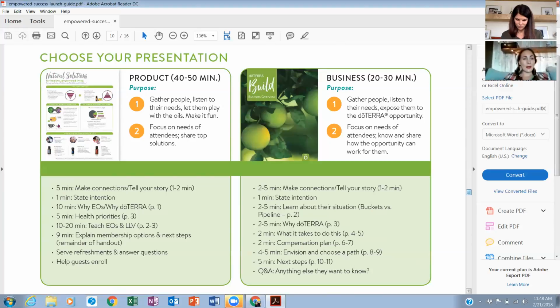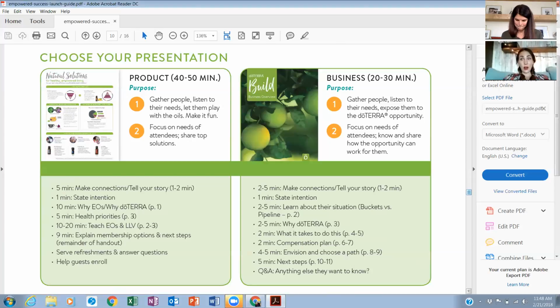And then, at the end, you can serve refreshments and answer questions. You don't even have to serve refreshments. Sometimes I just have water with oils in them, and that's my refreshment. And you help guests get involved. So that is the presentation. But your part, the actual presentation part, is only going to take 30 to 45 minutes. So keep it short and sweet, and that's honoring your time and other people's time.